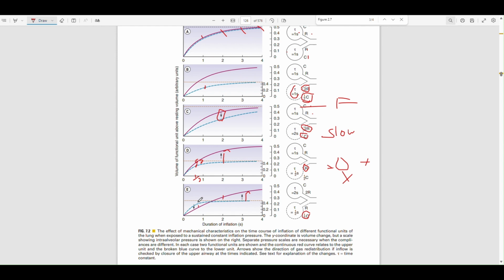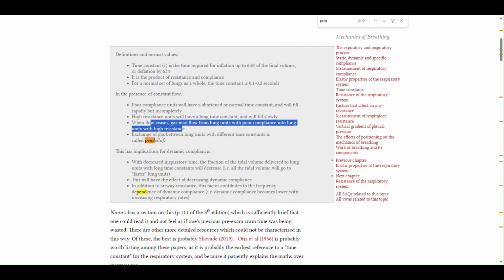Here again, it goes from low compliance to the higher resistance. The arrow is just pointing the other way, but it's still low compliance to high resistance. So remember, compliance to high resistance. That's the pendulum. That's the gas exchange, the pendulum. What did we say? From poor compliance to high resistance.